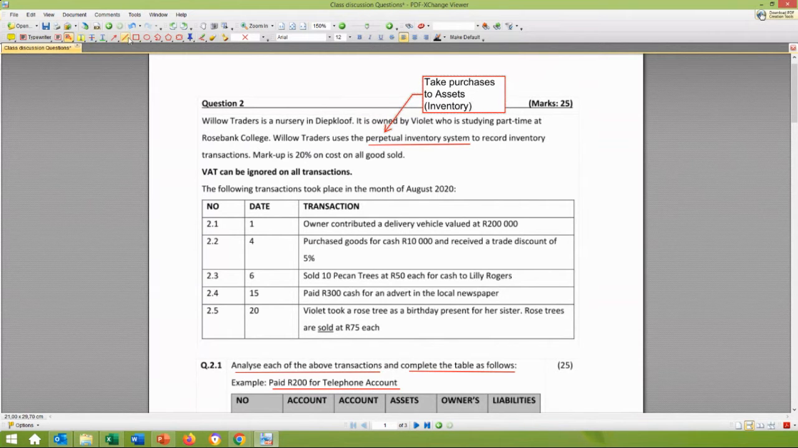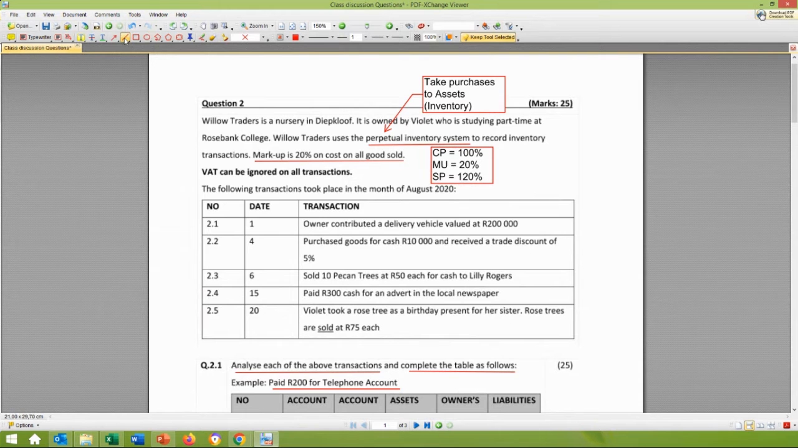Then they tell you the markup is 20% on cost on all goods sold. So that means if the markup is on cost, our cost would be 100%, our markup percentage would be 20%, and our sales price percentage would be 120%. Now, if you did not read that information, you would have potentially done 80 over 100 instead of 100 over 120 when you calculate the cost of sales.